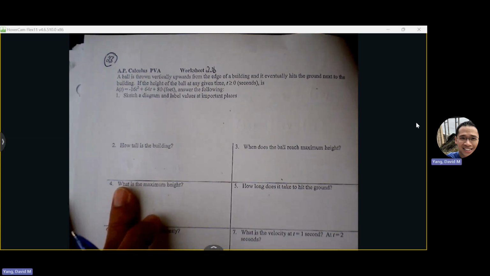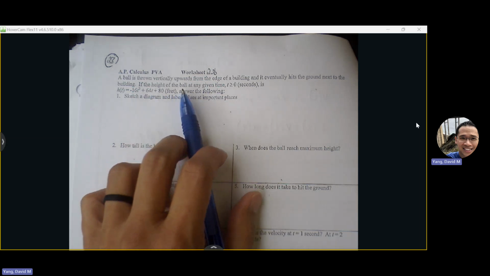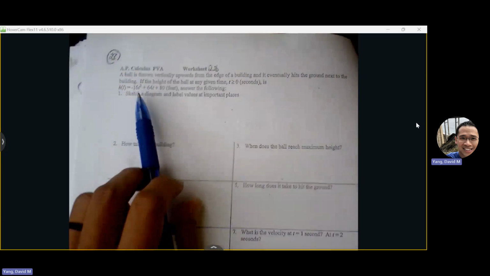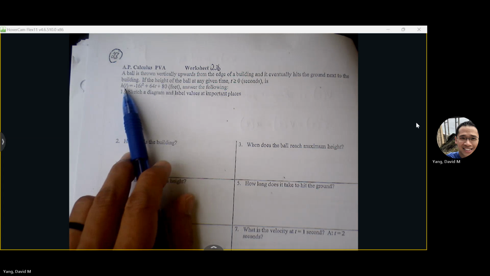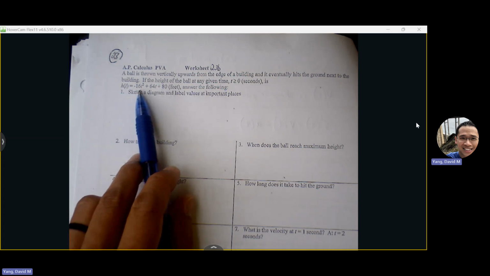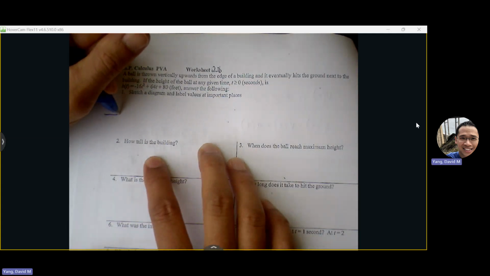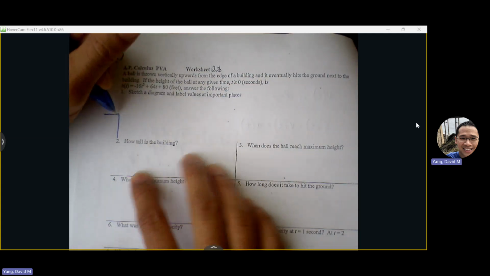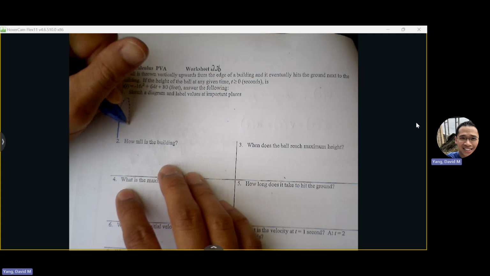Okay, a ball is thrown vertically upward from the edge of a building and it eventually hits the ground next to the building. If the height of the ball at any given time is h of t, answer the following. So h of t will tell us at any moment in time how high the ball is off the ground. Let's say this is the edge of a building here, and the ball is being thrown upward, and then eventually it's going to hit a peak, and it's going to come down and hit the ground.